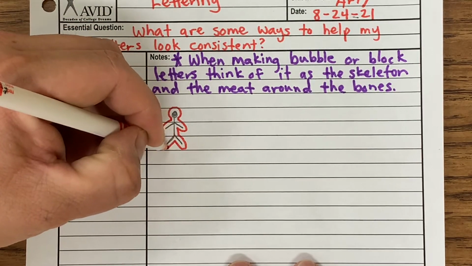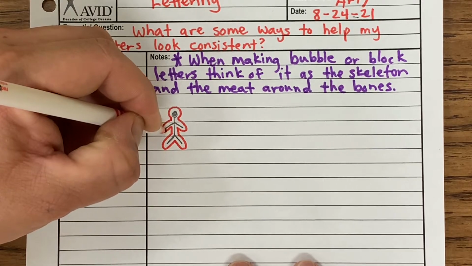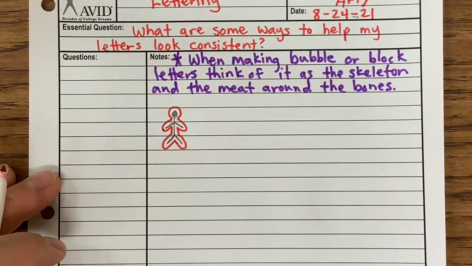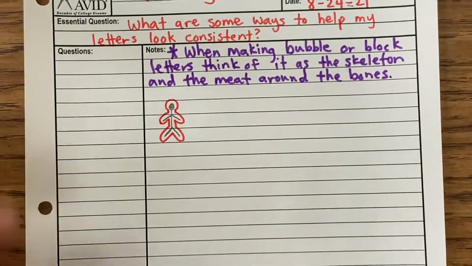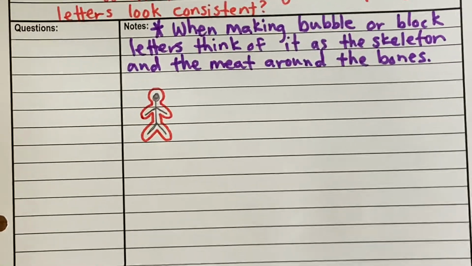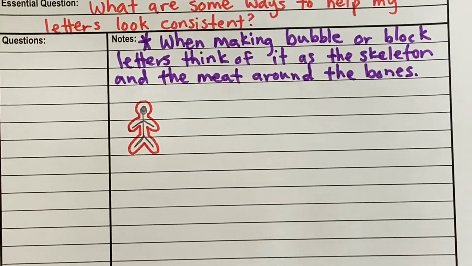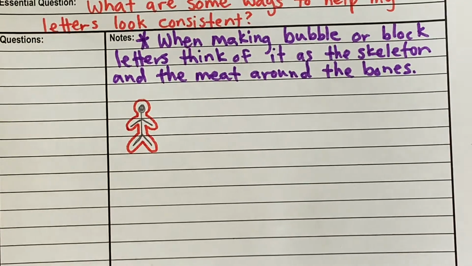And that would make my stick man a little bolder, a little bit wider, a little bit more legible. So that's what we mean by the skeleton and the meat around the bones.